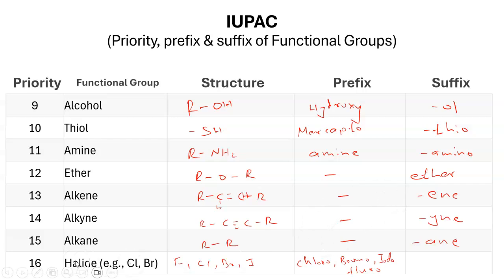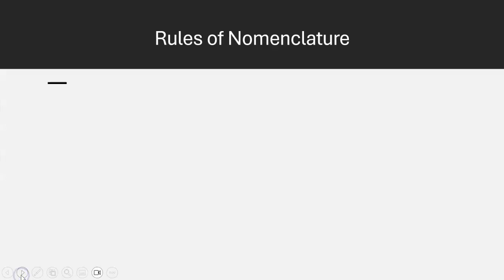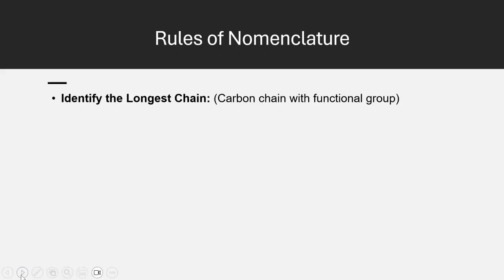So what are those rules? First, we will see the rules of nomenclature. Identify the longest chain of carbon. We will understand it by example. These are the rules. Identify the longest chain of carbon atoms. The carbon chain with a functional group has to be considered.